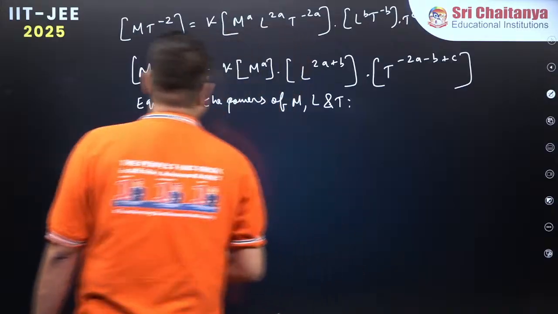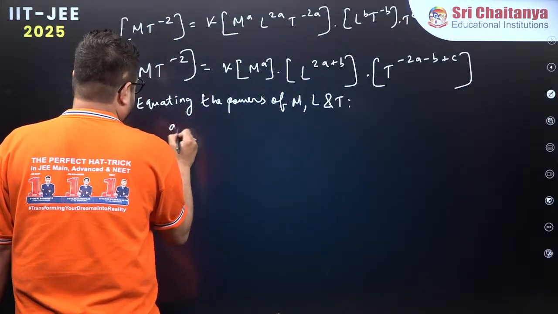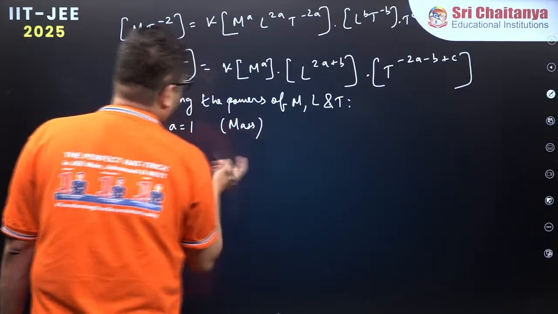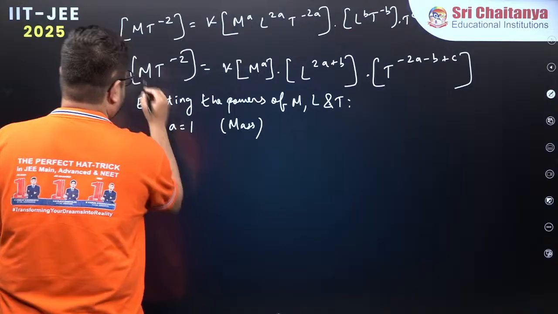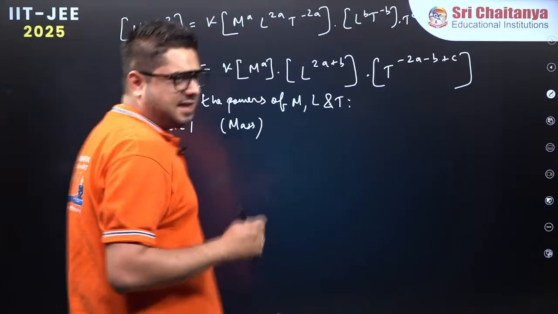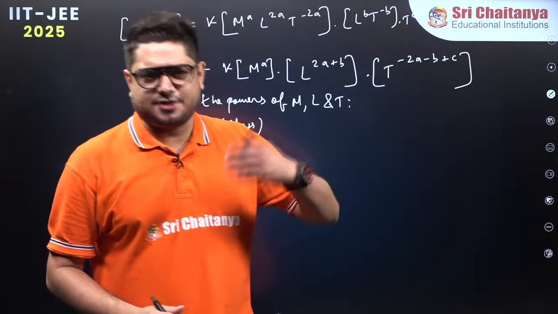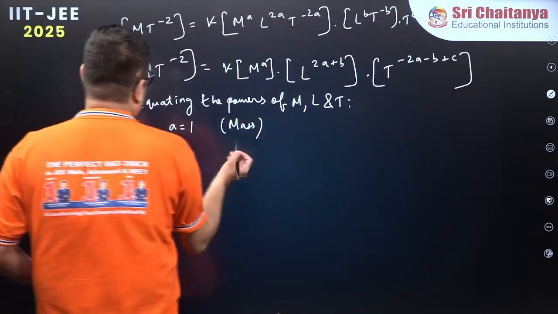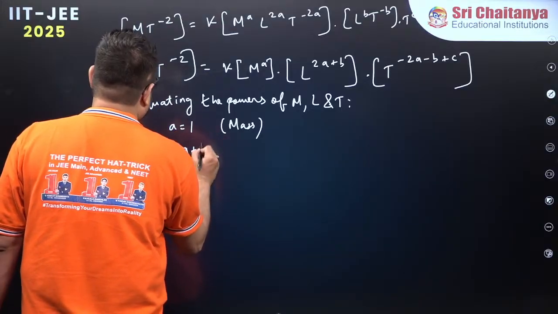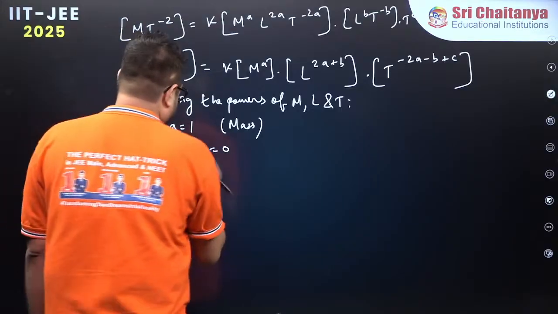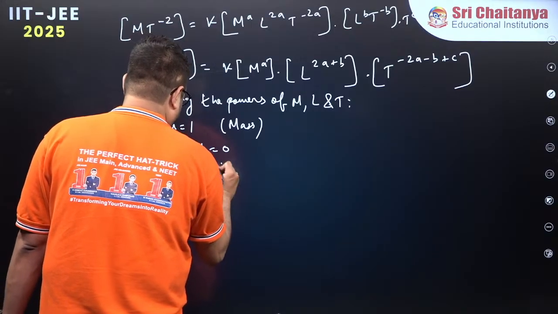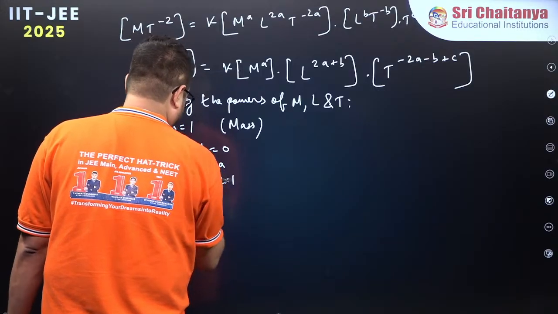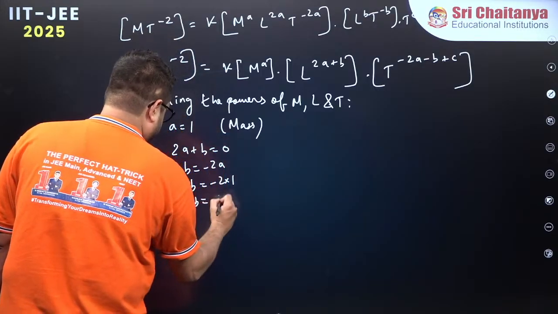So you can see that A is equal to 1 if I equate it for mass. If I equate it for length, what will I get? There is no term associated with length. That means the dimension of length associated with surface tension is going to be 0. So you can say that 2A plus B is equal to 0. And A is equal to 1, so I can say that B is equal to minus 2A. That is going to be minus 2 into 1. If I put the value of A as 1, B will be equivalent to minus 2.